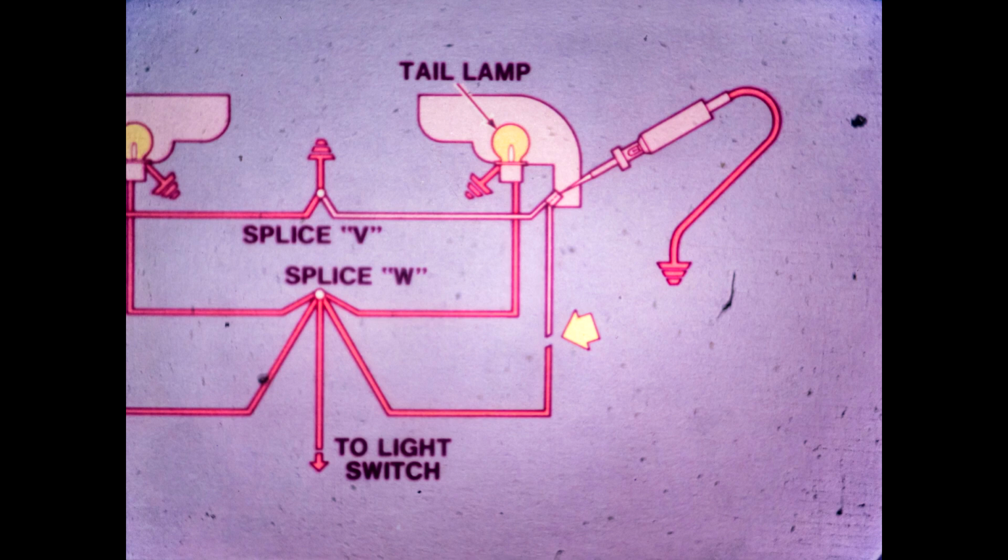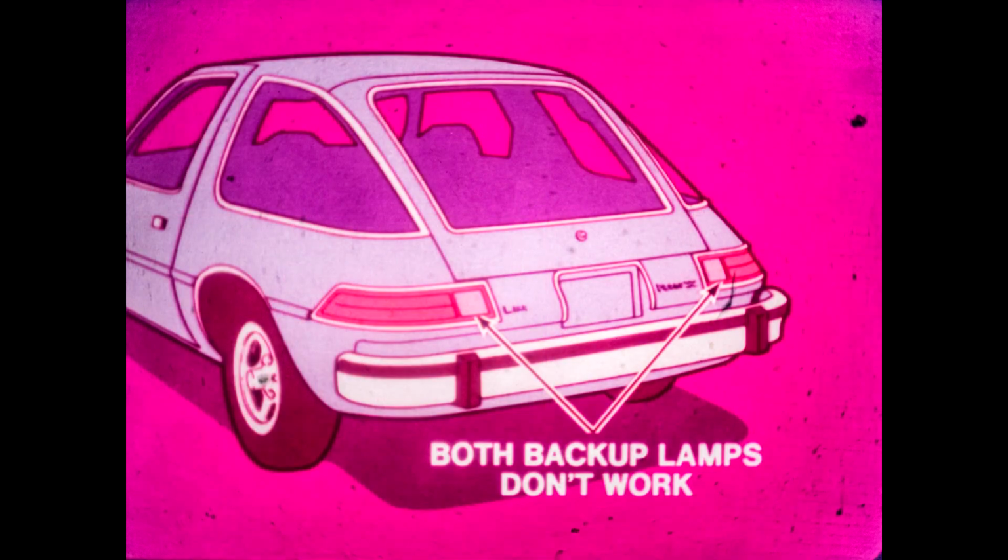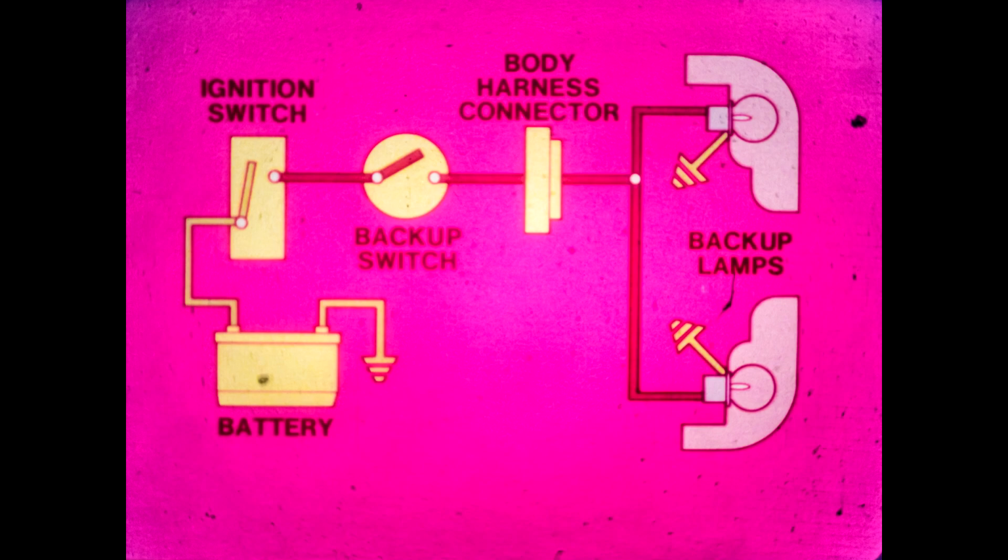Here's another example. Let's say both backup lamps don't work. Since neither of them work, it's a good bet that the problem is more serious than a burned-out bulb or fuse. Since you know the backup lamps are controlled by a switch, you could start at the backup switch, but that's the hard way. Checking your diagram would show you that the backup lamps use a brown wire for a source of voltage. It also shows that the brown wire runs to a body harness connector.